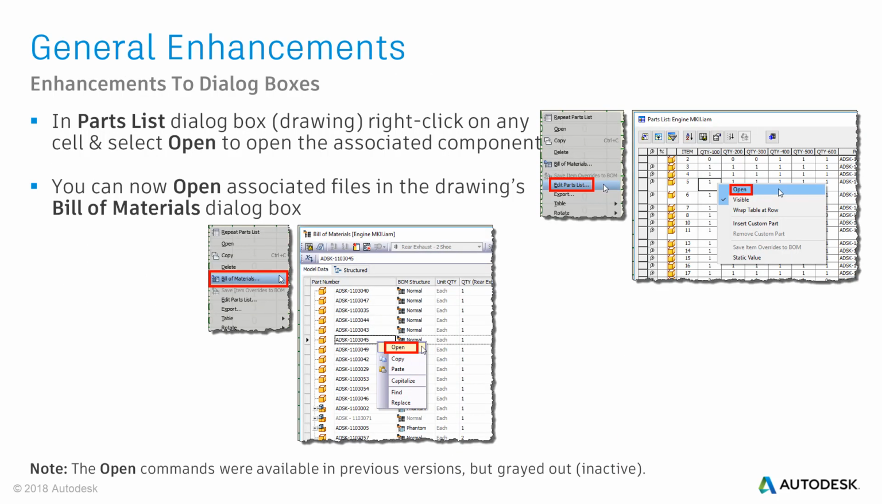When you are working in the drawing environment, you can now open components from the parts list and bill of materials. To see the change, you need to be in the drawing environment and the parts list must be available on the sheet. Right mouse click on the parts list and select either the bill of materials or the edit parts list command. In both dialog boxes, you can select the component of choice and open it by right mouse clicking and using the open command.